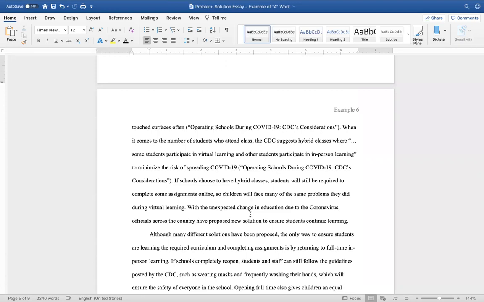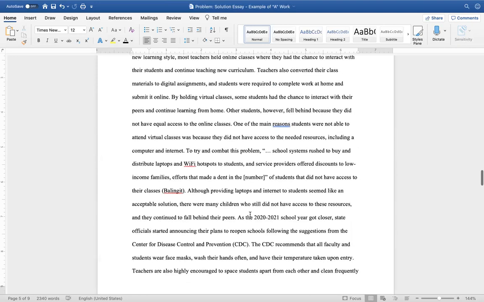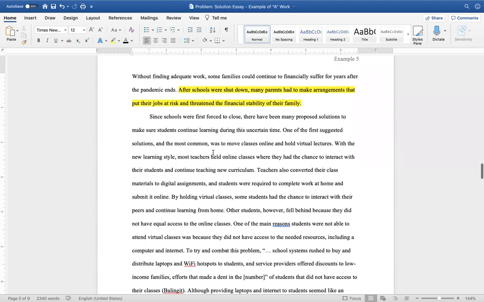When it comes to the number of students who attend class, the CDC suggests hybrid classes, where some students participate virtually and other students participate in in-person learning to minimize the risk of spreading COVID-19. If schools choose to have hybrid classes, students will be required to complete some assignments online, so children will face many of the same problems they did during virtual learning. With the expected change in education due to coronavirus, officials across the country have proposed new solutions to ensure students continue learning. So we see that the student is shifting into the solution component.